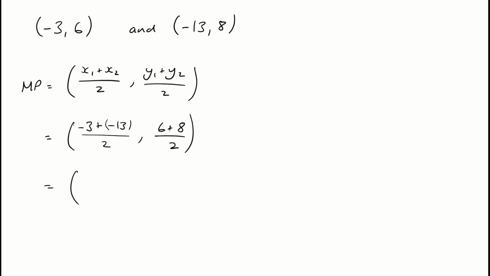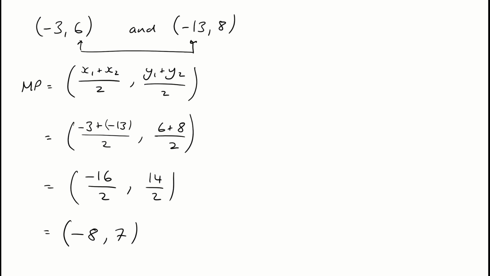-3, and I'm adding a negative, so we're going even more negative out to -16 now. And I've got my 14 over 2 here. So my midpoint would be -8, 7. Okay, so that is halfway between these 2 points here. And you can kind of see that because, again, halfway between -3 and all the way to -13, halfway between those would be -8, and halfway between 6 and 8 is clearly going to be 7.